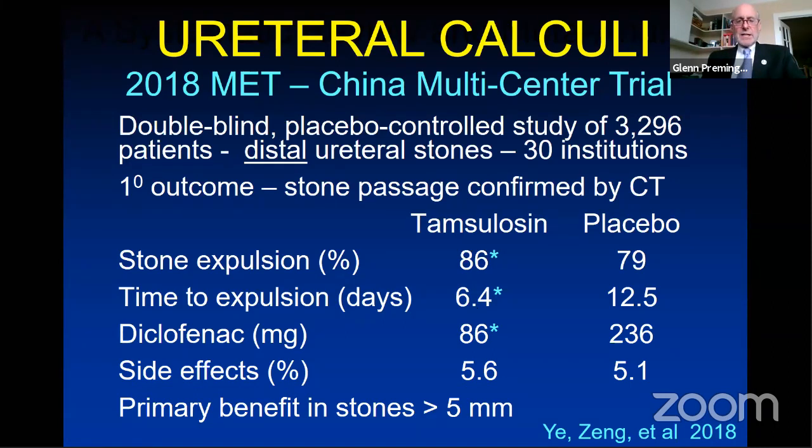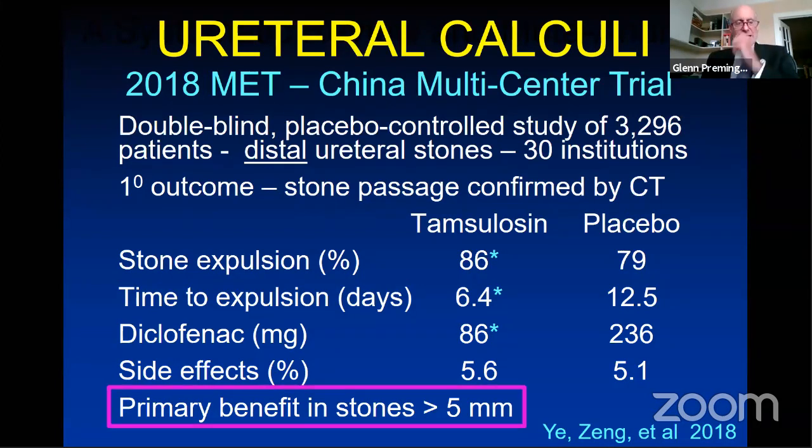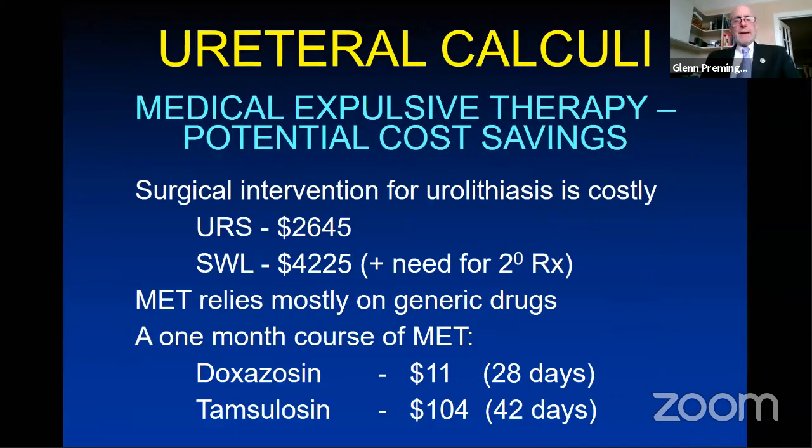Because we now know that with alpha blockers, you can significantly increase the incidence of stone expulsion. You can reduce the time to stone passage and also reduce the need for pain medication without increasing side effects. However, it's thought that the primary benefit is in patients with stones that are greater than 5 millimeters in diameter. Also remember that medical expulsive therapy with alpha blockers can also offer a significant cost savings over recurrent surgical therapy.